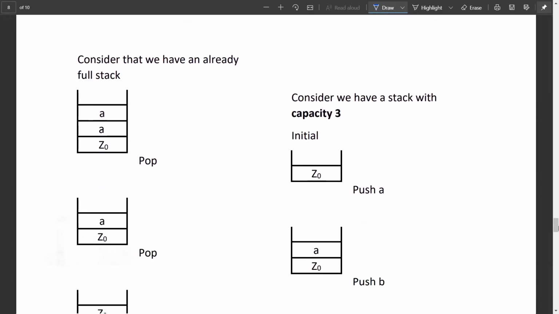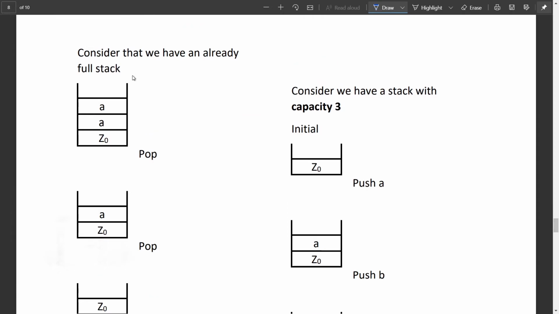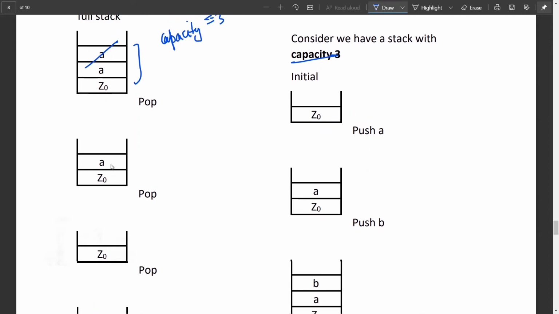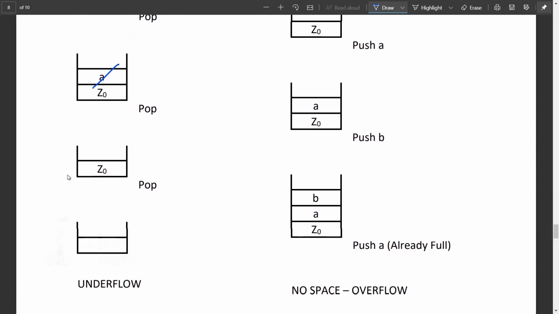So what's underflow? We can consider that we already have a full stack if the capacity is 3, as is mentioned here. So if we just pop an element, A will be popped, then we pop another element, this A will be popped, and then if we pop this, the final Z0 will be popped. That was our initial stack. Now that we know that the stack is empty, if we try to pop again, it will throw an error that there's no element in the stack, and this particular condition is called underflow.